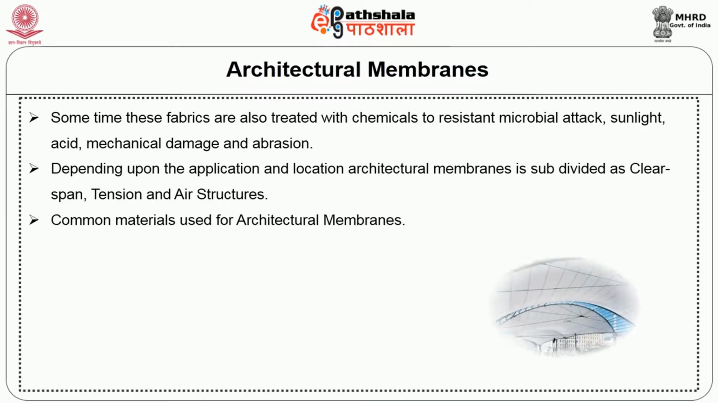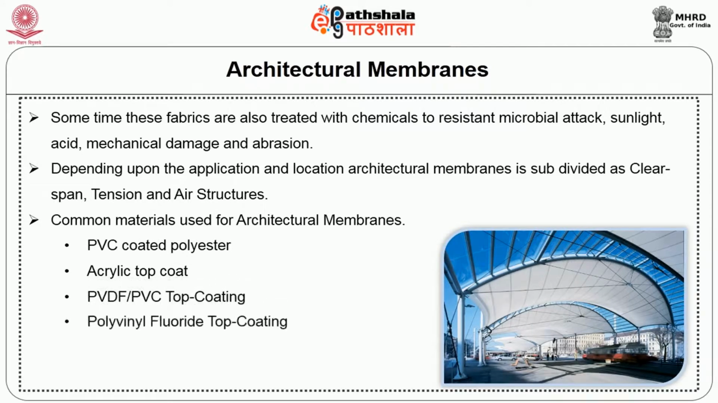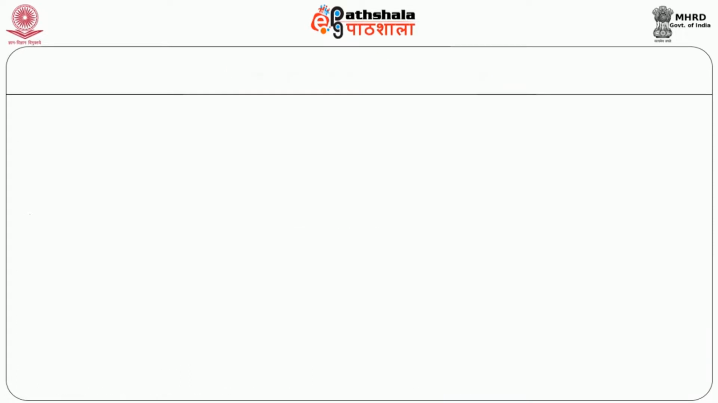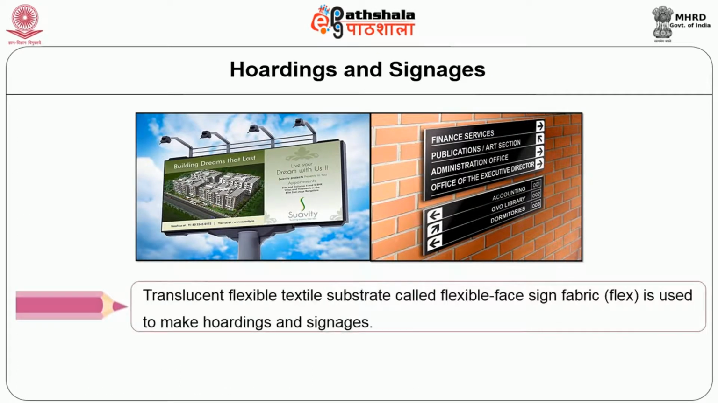Common materials used for architectural membranes are PVC coated polyester, acrylic top coat, PVDF, PVC top coating, polyvinyl fluoride top coating, PTFE and coated glass. Now we shall see the next type of Buildtech, hoardings and signages.